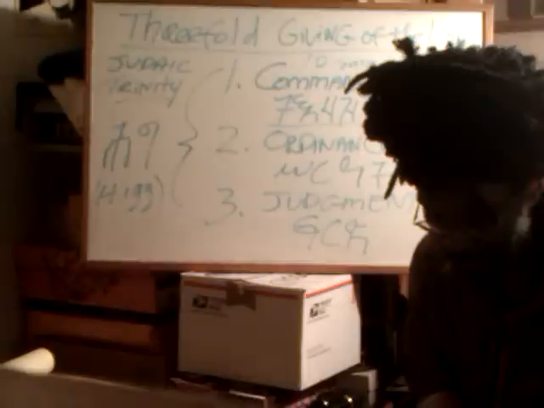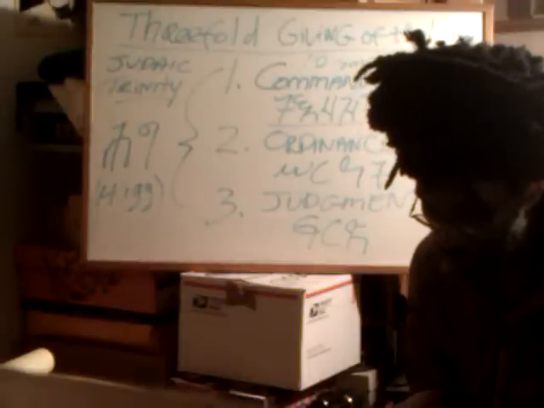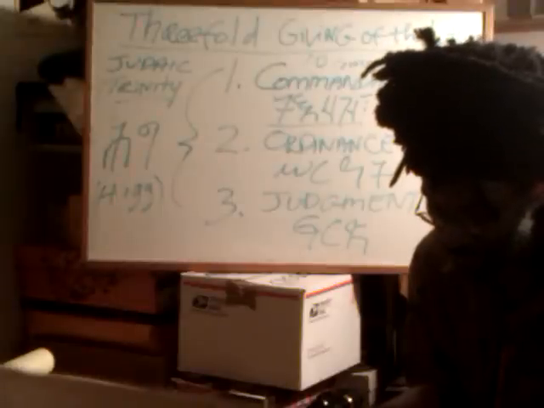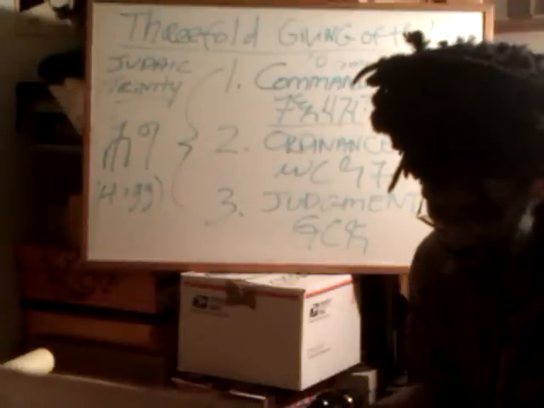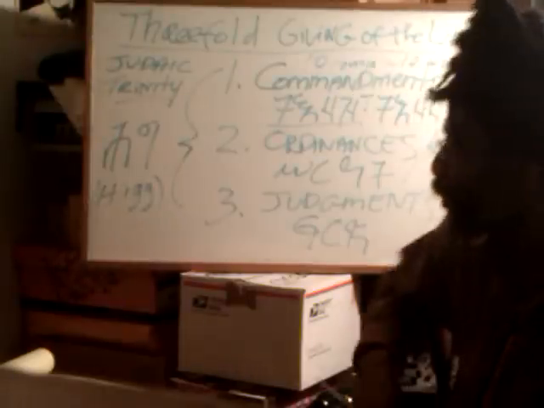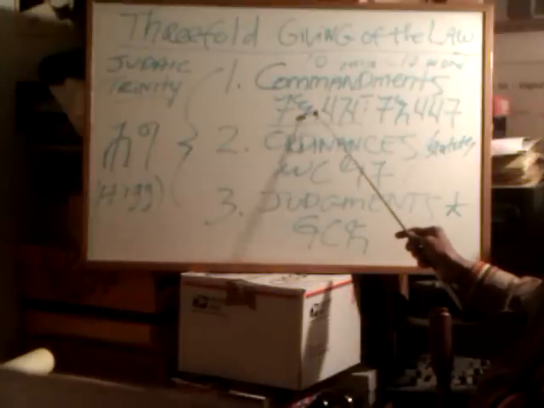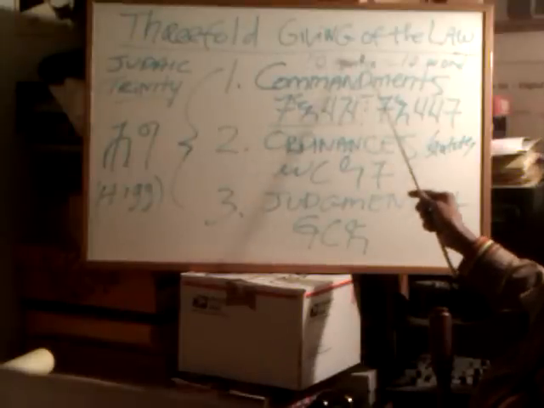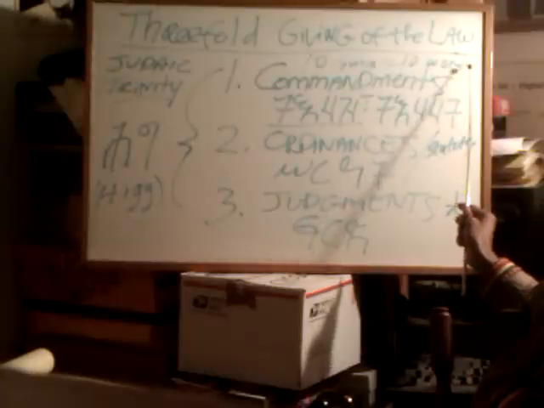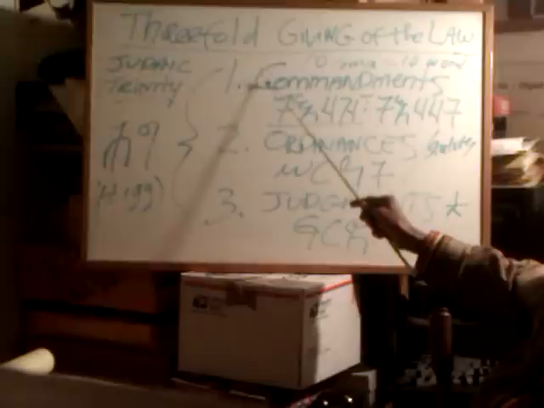Now, furthermore, in the threefold giving of the law, first it was given orally in Exodus 20, verses 1 to 17. This, as we've been mentioning, was pure law. And this is in reference right here to the command, falsely called the Ten Commands, but rightly known as the Ten Words or the Decalogue. You understand? This is the pure law.